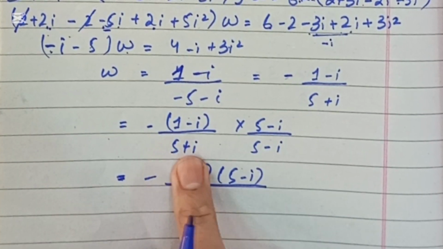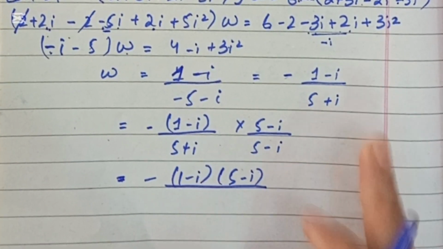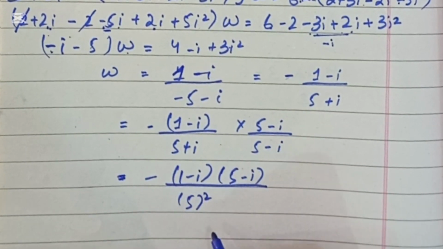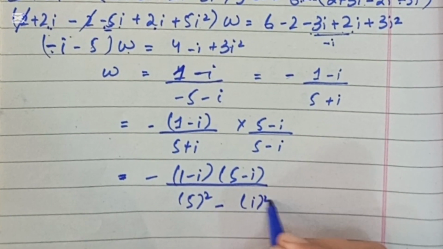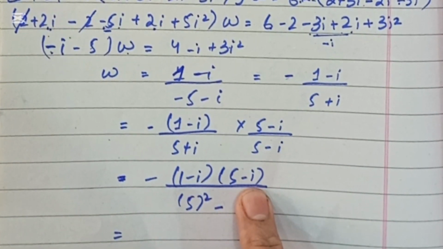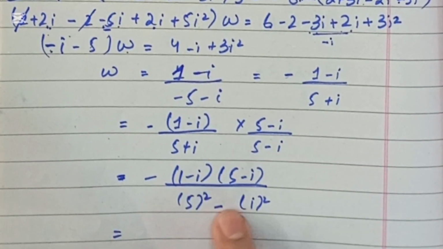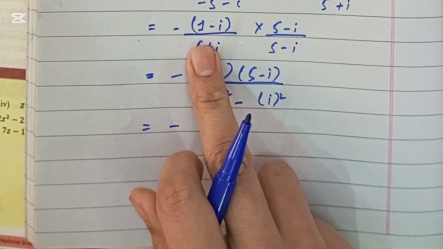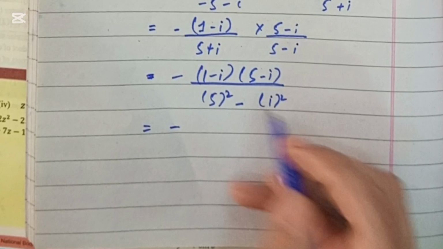Here you see it's a plus b, a minus b, so it is in that form, so we can write it as 5 square minus iota square. Like a plus b, a minus b can be written as a square minus b square, so we are turning it into a square minus b square. Okay, instead of a it's 5, instead of b it's iota.